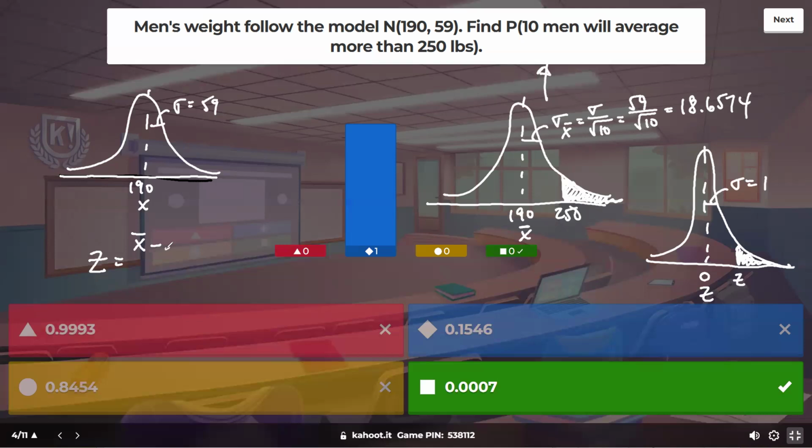It's really the second row: x bar minus mu over the standard error. The math will be the same. 190 minus, no, 250 minus 190. My bad. 250 minus 190, and that's all over 18.657. And what is that z value? It's going to be 3 point something.